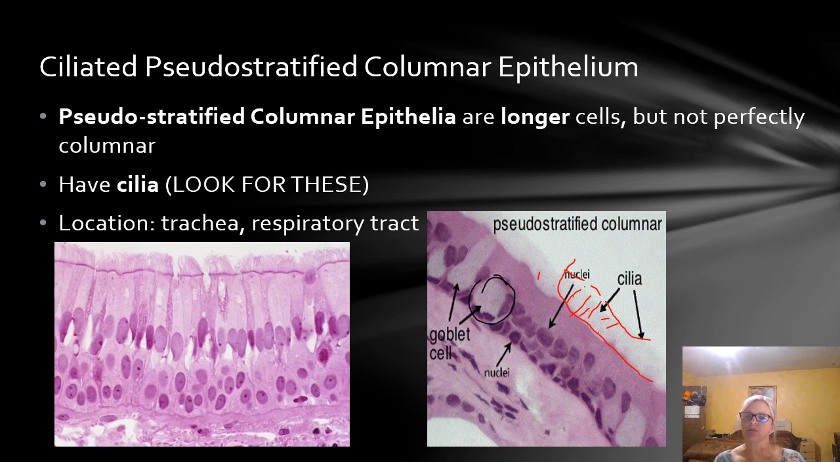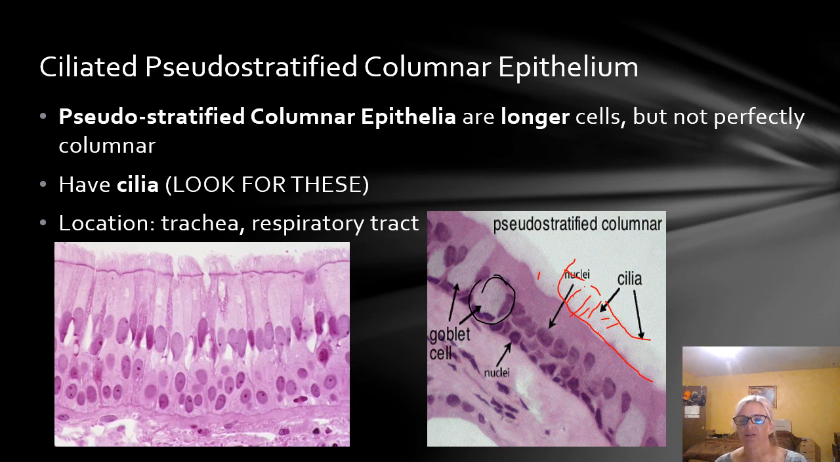And so the goblet cells will produce some mucus, okay? And the mucus is nice and thick and nasty. But then the bacteria get trapped in that mucus, and then the cilia act to move and sweep that mucus out in order to keep the bacteria and other foreign particles from entering your body and making you sick. So you will find these in areas like the respiratory tract and the trachea. And so pseudostratified, like I said, look for cilia.